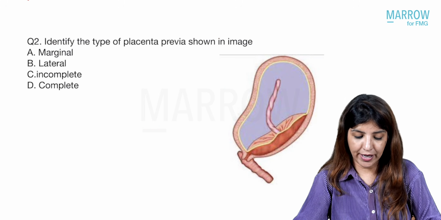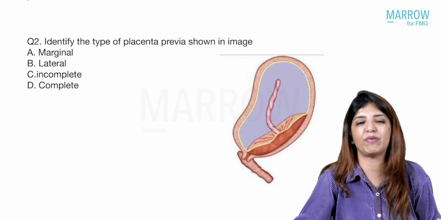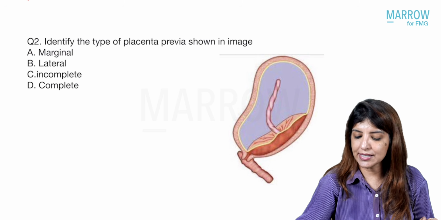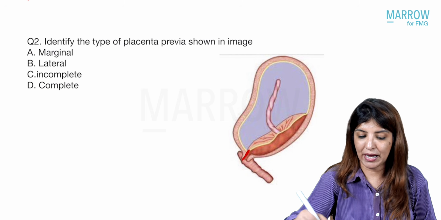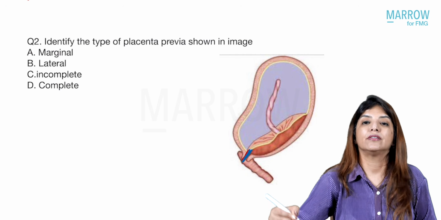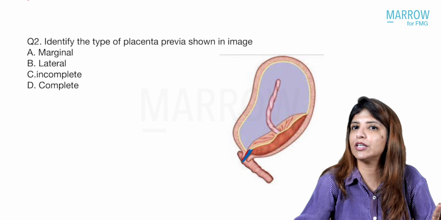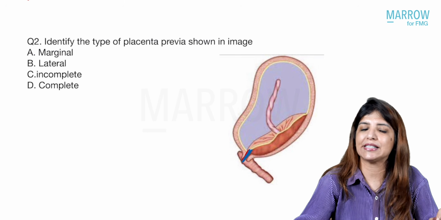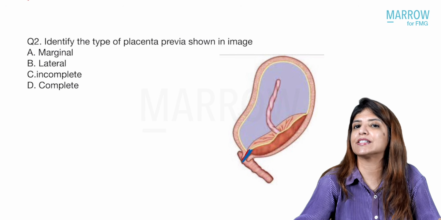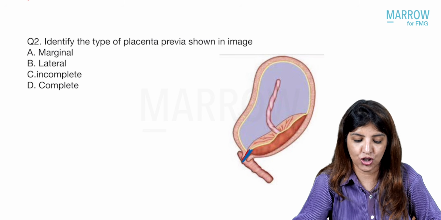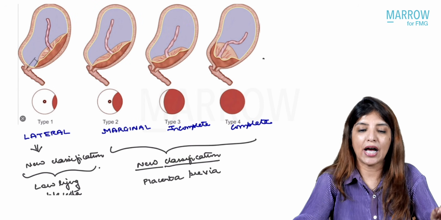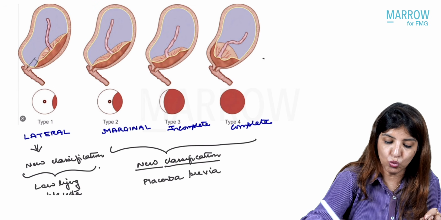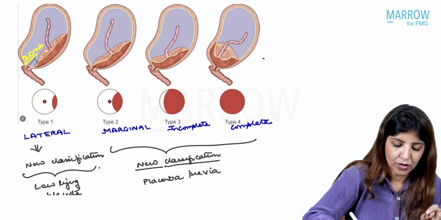Okay. Next question. Identify the type of placenta previa shown in the image. Now over here what you are seeing is that the edge of the placenta is reaching the internal os. The placenta is not covering the internal os, but it is reaching up till the internal os. And when the placenta reaches up till the internal os, that is a type 2 placenta or a marginal placenta previa. So type 1 placenta previa means that the placenta is within 2 centimeters of the os. Right?